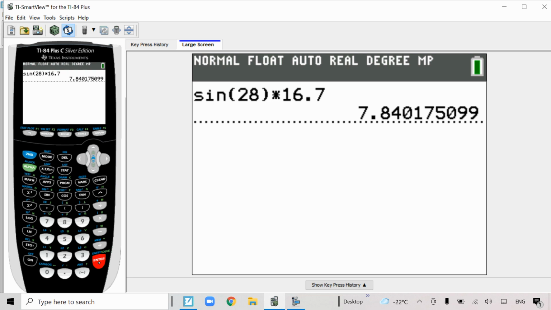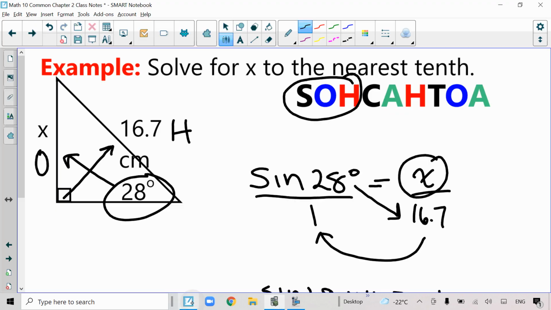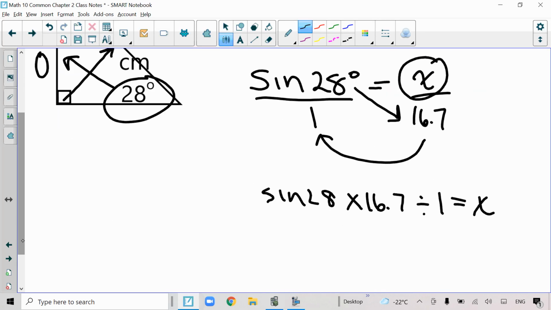So I want that to the nearest tenth. So I look at the 8, beside it is a 4, so I leave the 8 alone. So my answer is going to be 7.8. Don't forget your units, centimeters, and that would be your final answer.